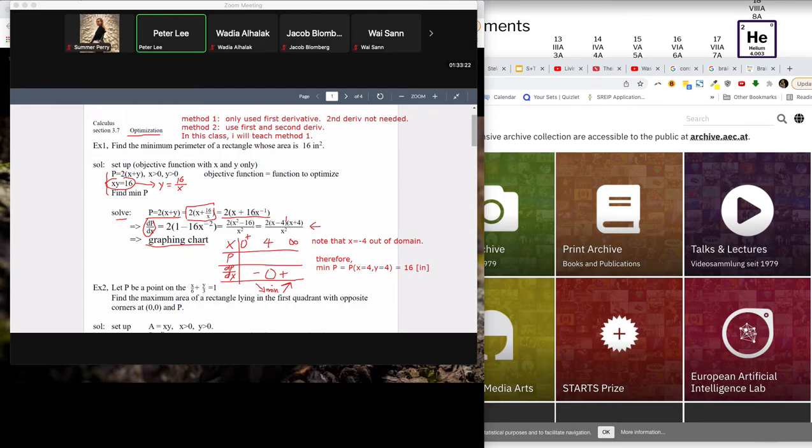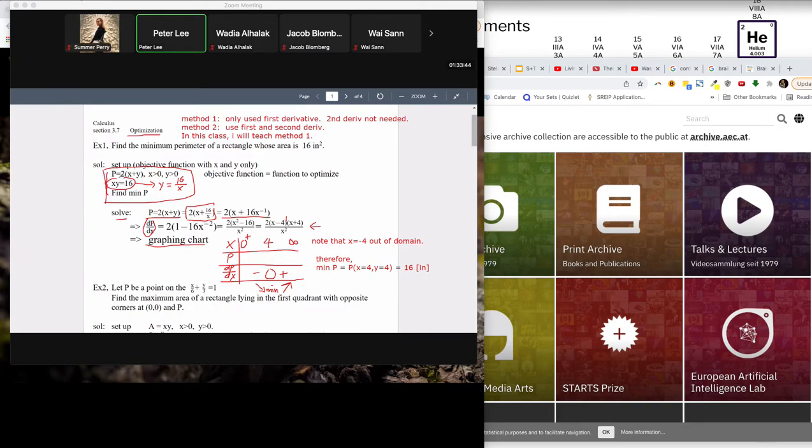That's minimum right there. Okay, any questions here? So this is the structure of an optimization problem. Whenever you have an optimization problem, you read the problem, and first you do the setup. This is very important. The setup must be done correctly.